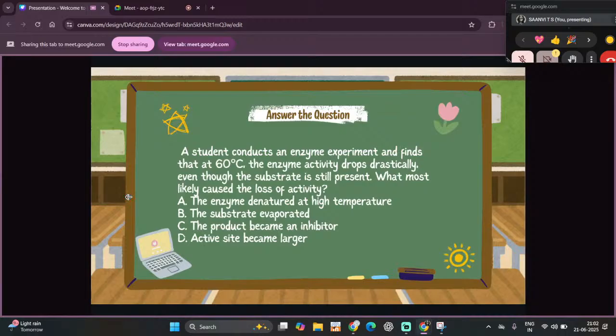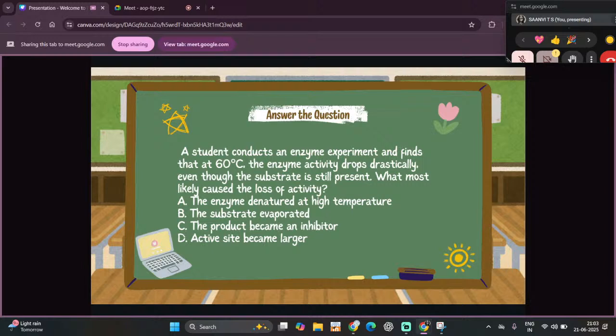So just to explain in gist what the question means is that, as we studied before, enzyme activity depends on temperature. And here at 60 degrees, the activity drops drastically. Out of all the options, let's say the last option, if the active site became larger, then it's not necessary that it would have caused a loss of activity. Similarly, with option C, the product became an inhibitor. And for option B, the substrate evaporated. That is a rather silly option, right?